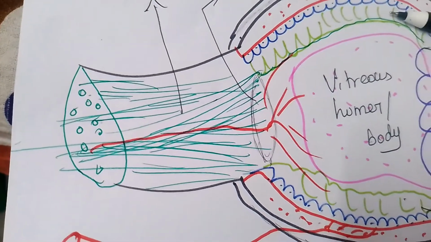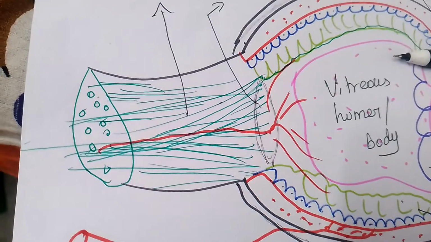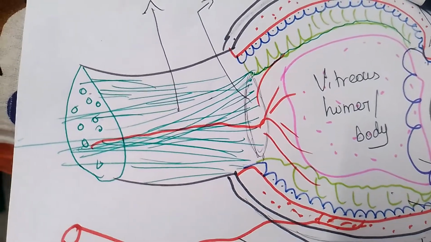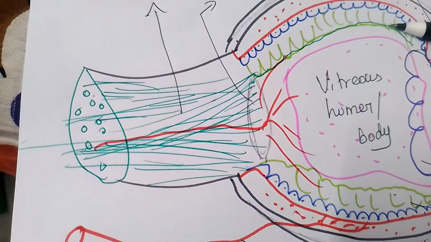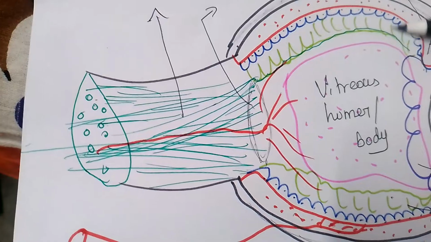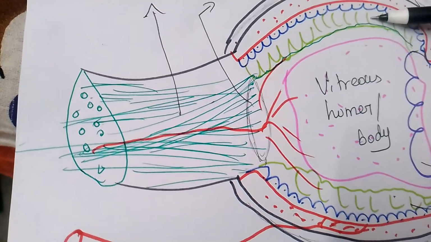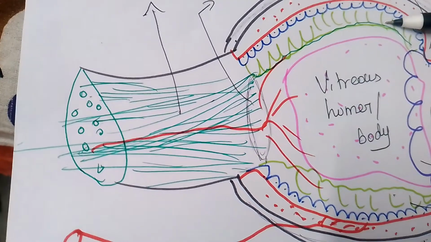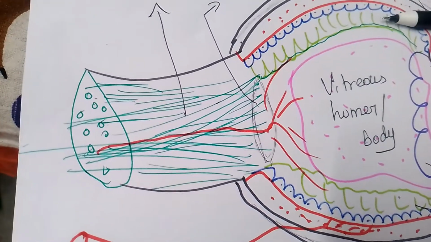Now about the innermost layer. The innermost layer of the retina consists of the pigmented layer and the neuronal layer. The retina is a very delicate part. Rods and cones are present: nearly 100 million rods, and 5 to 7 million cones are present in the retina.